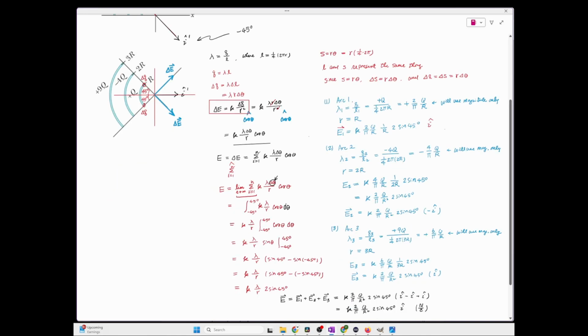So there we have it. The magnitude of the net field is shown at the bottom of the screen, and the direction of the field is shown at the top of the screen. You can use the expression at the bottom of the screen for the calculation of the magnitude, and the direction will be described as having an angle of -45 degrees. And that completes this video.